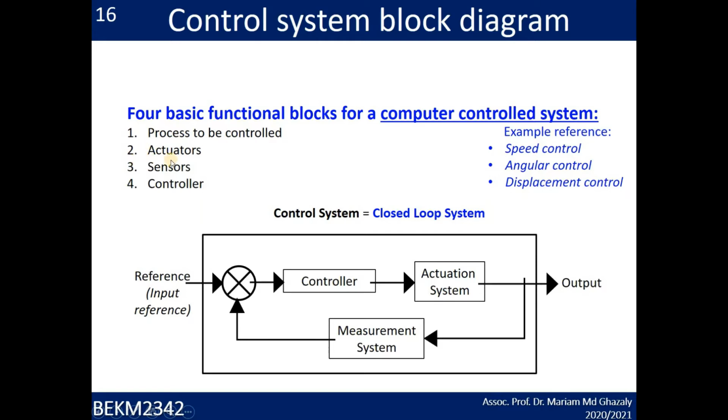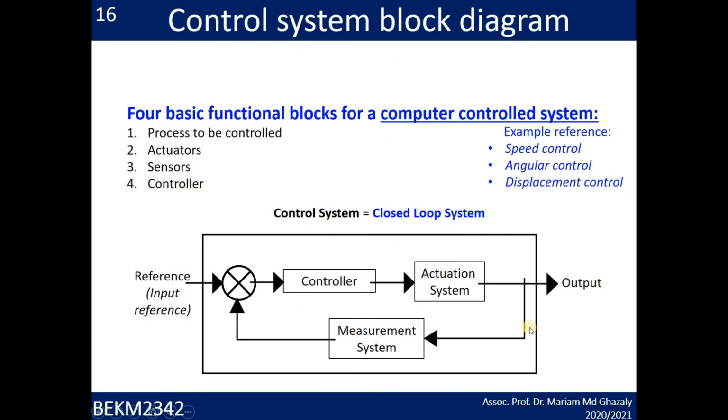The second one will be the actuator inside the block. The third one will be the sensor, which reads the actuation. If it's a linear motion, then you have to embed a linear sensor. And the fourth one will be the controller to control the whole system.